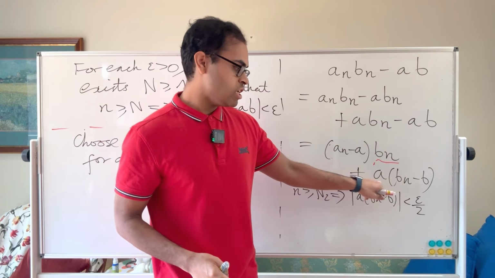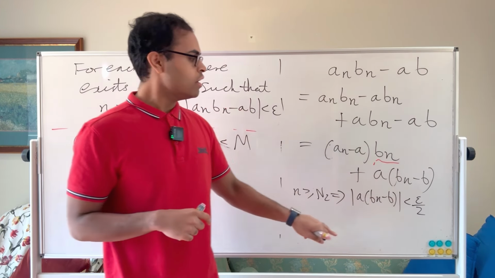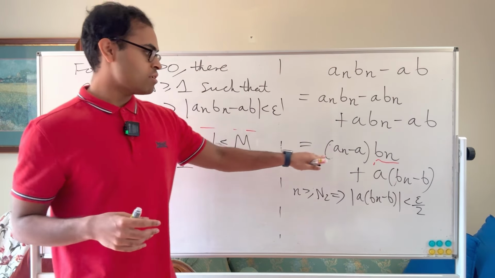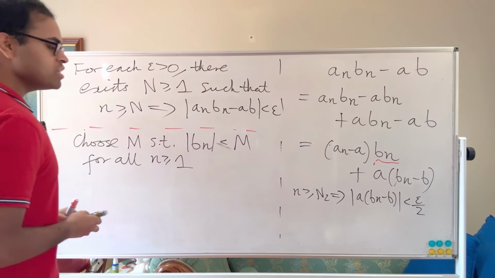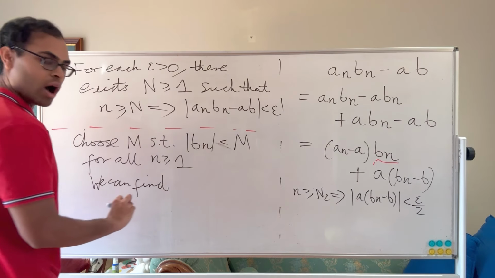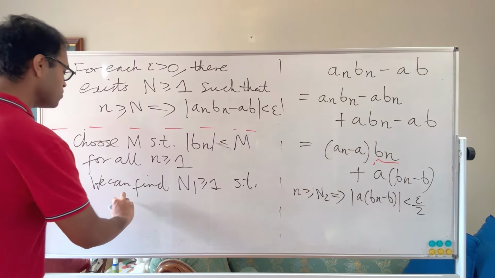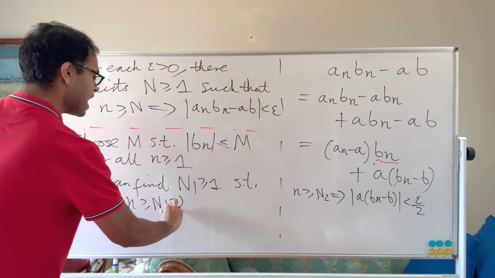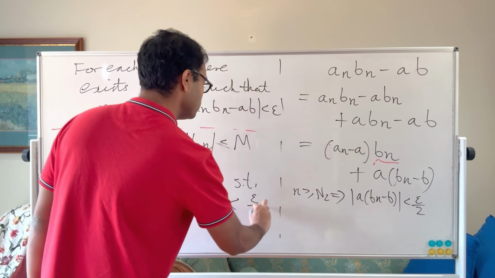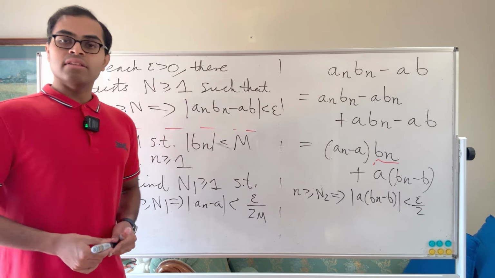In that situation, our A was a constant, so we could just say epsilon over 2 absolute value A for bounding our Bn minus B. Now we're going to do epsilon over 2M to bound our an minus a. Using the fact that an converges to a, I'm going to write it out as follows. We can find N1, at least 1, such that n greater than or equal to N1 implies that the absolute value of an minus a is less than epsilon over 2M. So that's fine, we've got that far.